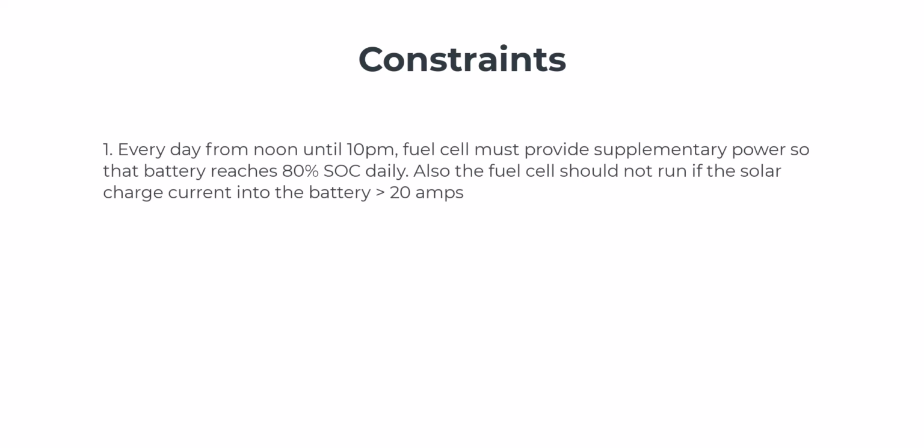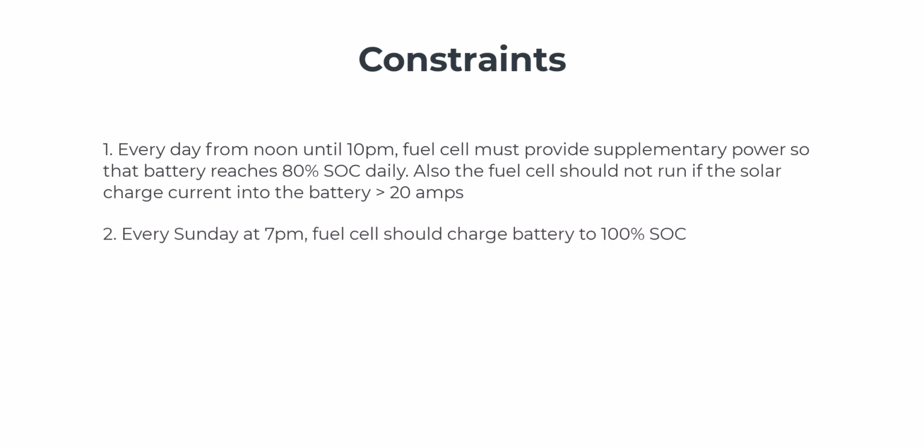First, 7 days a week from noon to 10 p.m., the fuel cell must provide supplementary power as necessary so that the battery reaches 80% state of charge daily. Also, the fuel cell should not run if the solar charge current into the battery is greater than 20 amps. In other words, we want to save fuel and not run the fuel cell if solar production is strong.